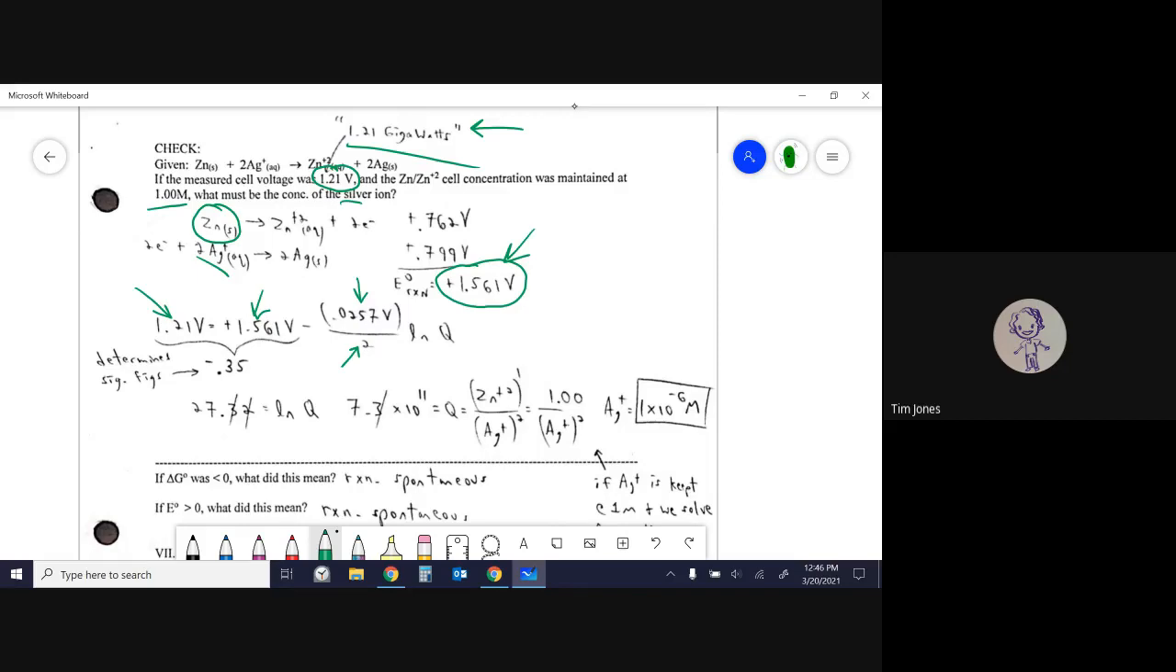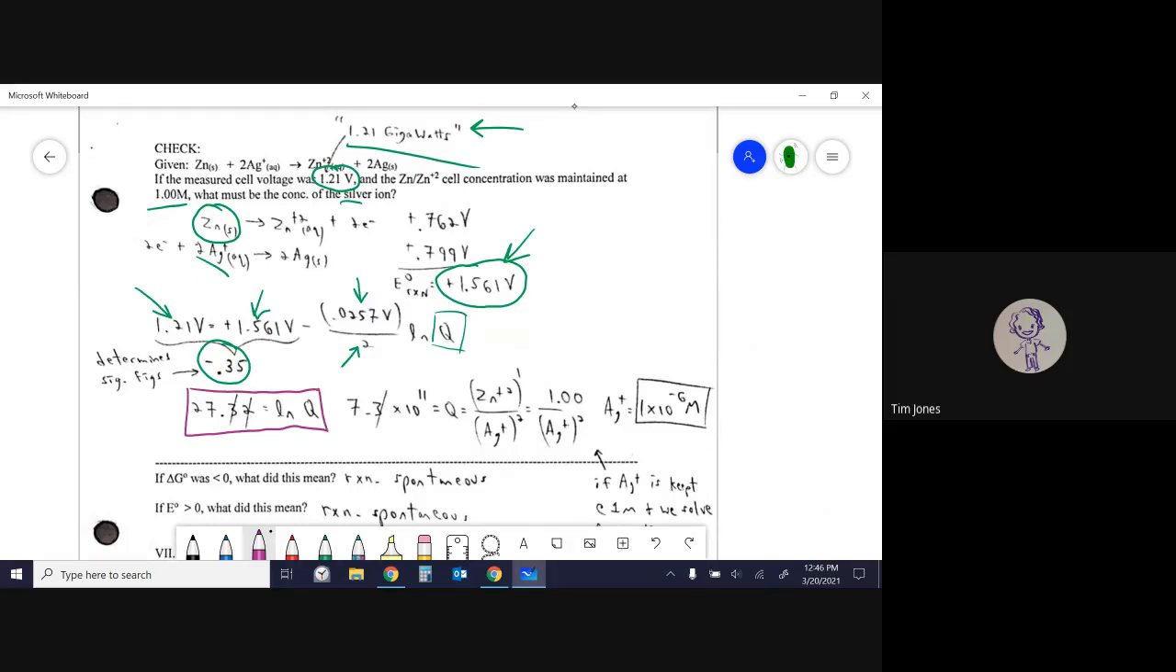And ultimately, the silver ion is going to be in Q. I recommend we just call it Q for now. And then once we solve for Q, we can deal with that. So you're going to have to do some subtraction over here, and that's going to give you this negative 0.35. You then have to multiply by 2, divide by 0.0257. And at that point, you end up with this spot right here.